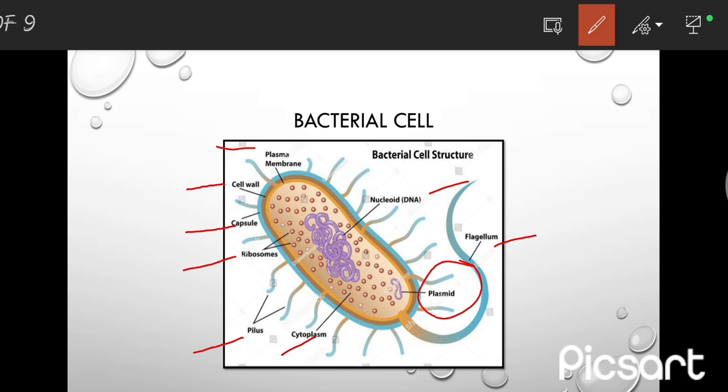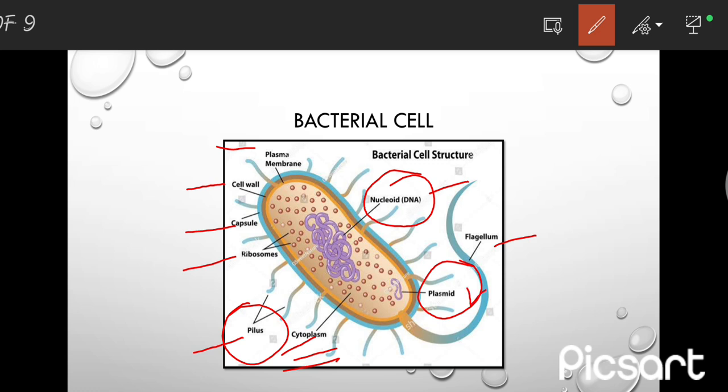Cell wall is the outer covering, plasma membrane lies behind the cell wall, capsule is present for their defense mechanism. Ribosomes are present to synthesize proteins. Pili are locomotory organs. Cytoplasm is present for cytoplasmic streaming. And flagellum is one of the locomotor organs like pili. Nucleoid DNA means there is no specific shape of DNA; a crumbled form of DNA is present in the bacterial cell.